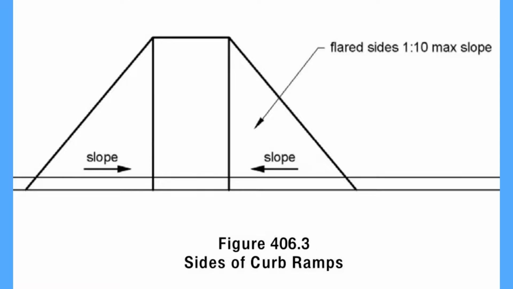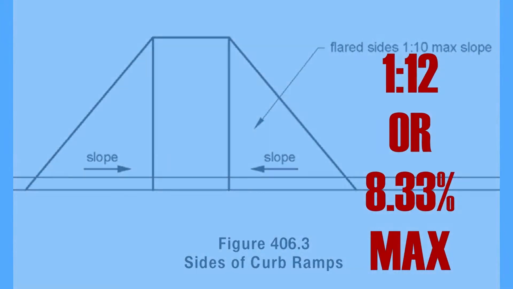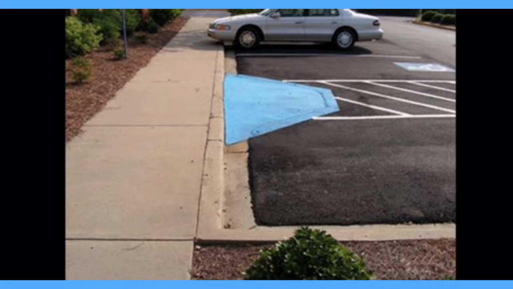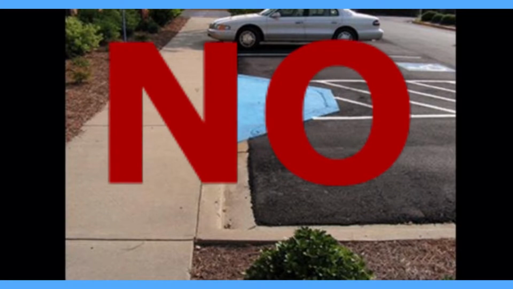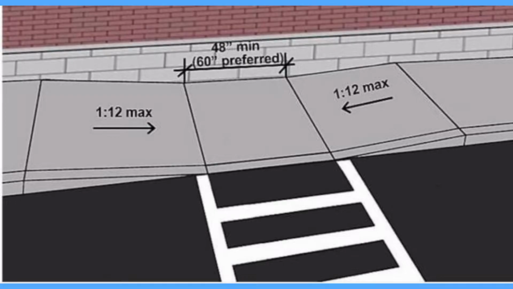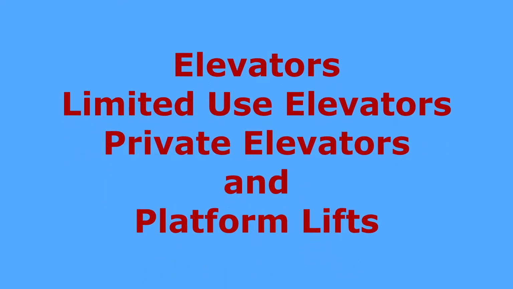In alterations where there is no landing at the top of curb ramps, the flared sides shall not be steeper than 1 in 12. Curb ramps and flared sides of curb ramps shall be located so they do not project into vehicular traffic lanes, parking spaces, or parking access aisles. Curb ramps at marked crossings shall be wholly contained within the markings, excluding any flared sides.